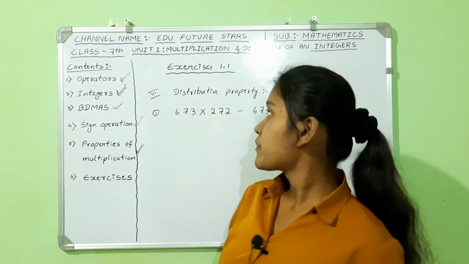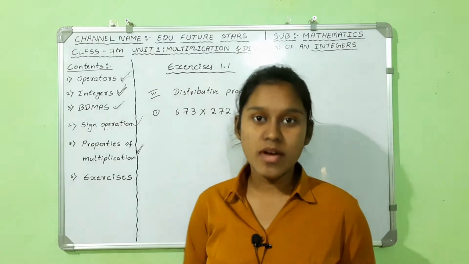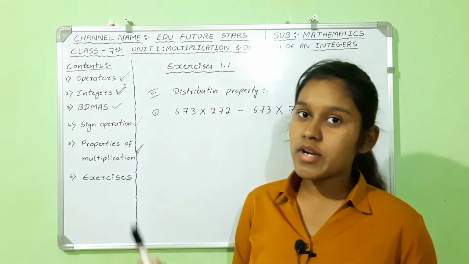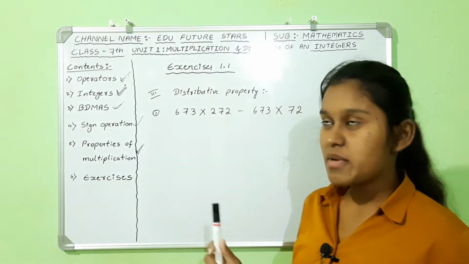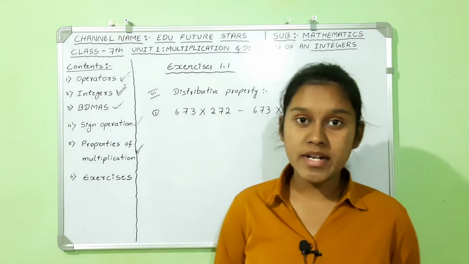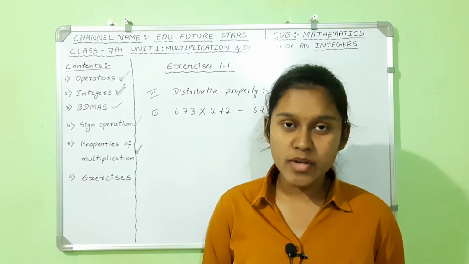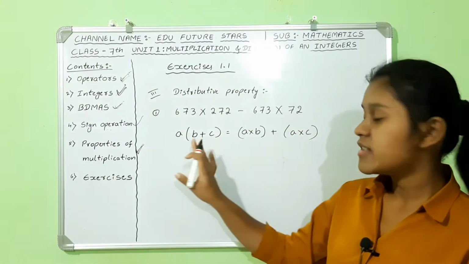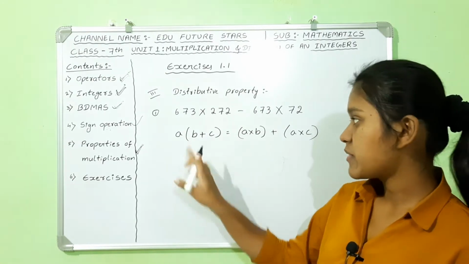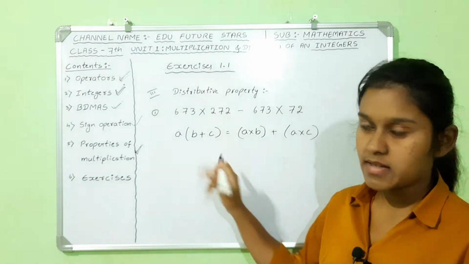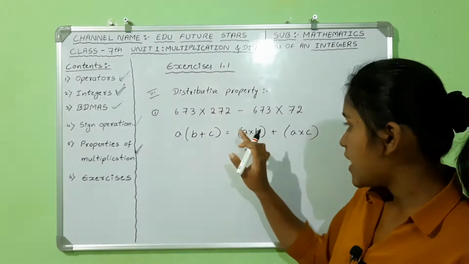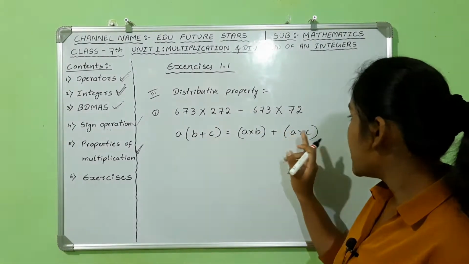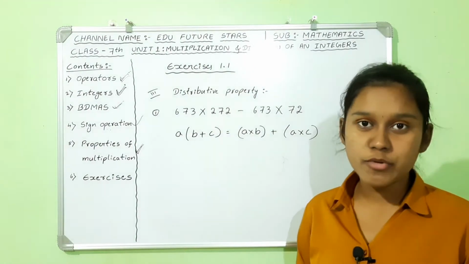Okay, now in exercise 1.1, we already saw the first and the second main. Now we are entering the third main. In the third main, they are asking about the distributive property, which we already learned. Let me write the distributive property. This is the distributive property formula: A is multiplied with B plus C, which gives A into B separately, and an addition sign, A into C. This is the distributive property.